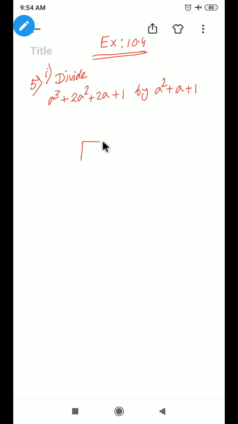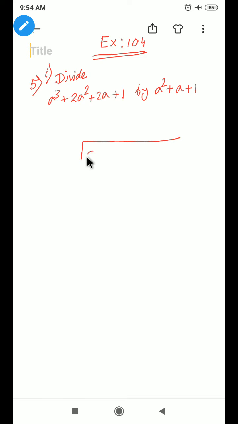Question number 5 is given here: divide a cube plus 2a square plus 2a plus 1 by a square plus a plus 1. So what to do? You have to divide this expression by this.